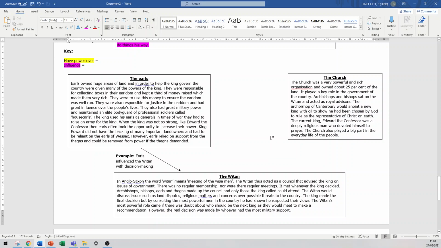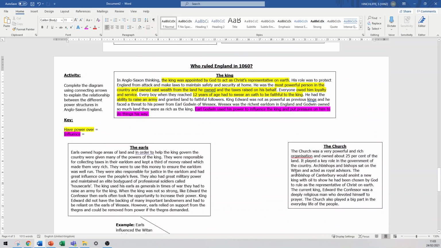If the king died, the Witan would decide who would be the next king. So in Anglo-Saxon society, they didn't always necessarily have the next child as king, the next son. It was who was the best suited to be king. So go through the rest of them, identify power and influence.